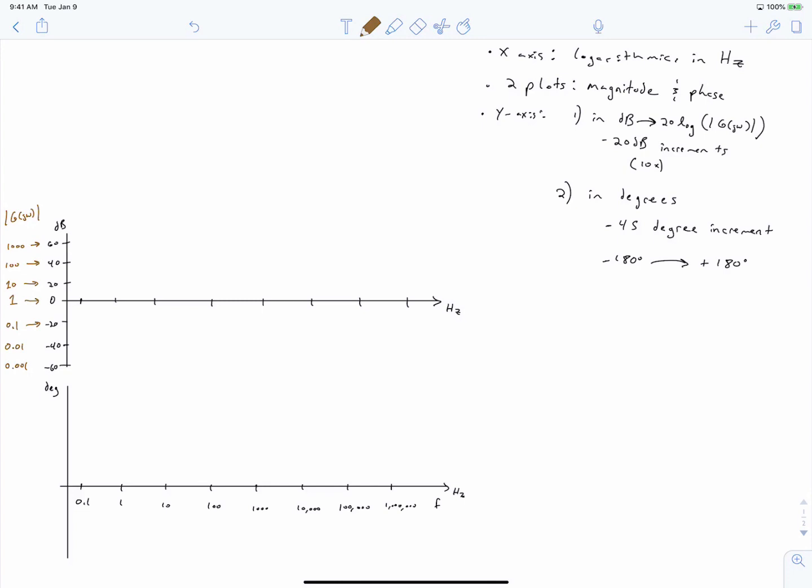The second interesting detail here is on the y-axis on the top. We actually can never get to a gain of 0. 0 decibels corresponds to a unity gain, corresponds to the magnitude of G of j omega being 1. But if G of j omega is equal to 0, 20 times the log of 0 is actually negative infinity. So we can only represent it as an asymptote.